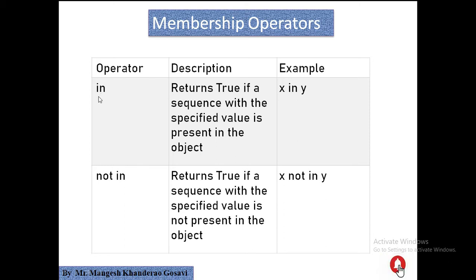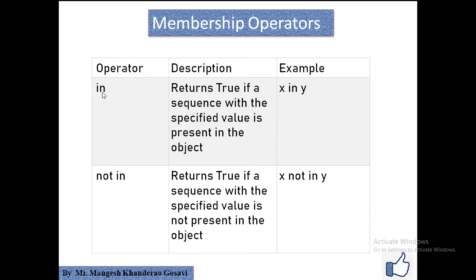The common thing between these two operators is that both of them return a boolean value. Both in and not in return a boolean value. Boolean value means, as we all know, that they will either return true or return false.